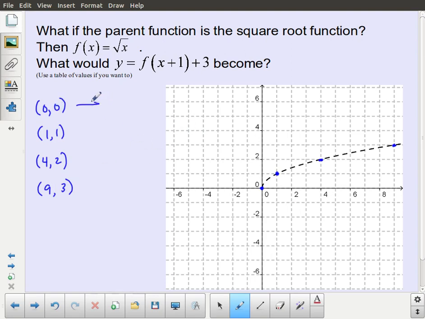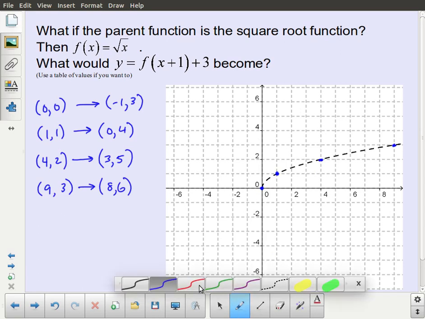0, 0 turns into, so left 1, that takes it to negative 1, up by 3. 1, 1 becomes 0, 4. Left by 1 takes this to 0, up by 3. 4, 2, left by 1 turns that into 3, up by 3 turns that into 5. And 9, 3, left by 1 turns that into 8, up by 3 turns that into 6. And we could have done that straight with the points as well.